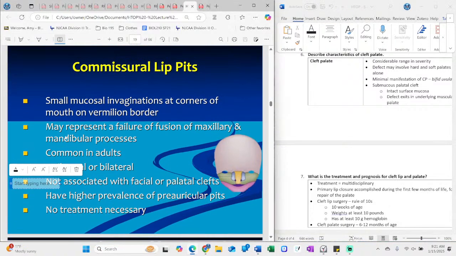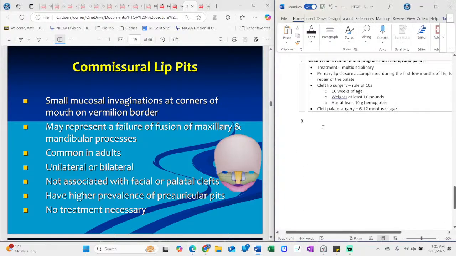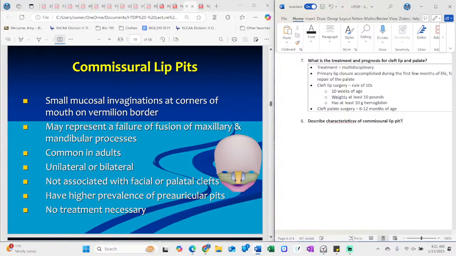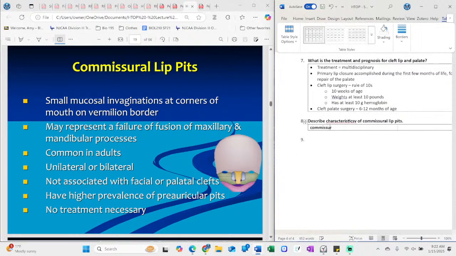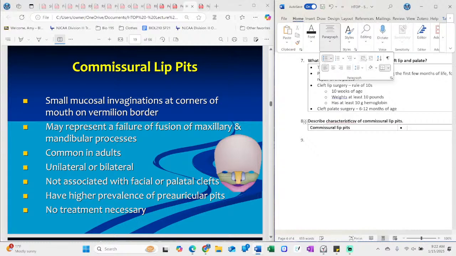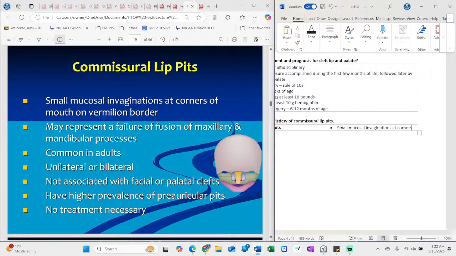Okay, coming to the next topic, commissural lip pits. So these are small mucosal invaginations that you can see at the corners and the commissures of the mouth, and they look like indentations or small pits in the corners of the mouth. And these may represent a failure of fusion of the maxillary and mandibular processes. So when they fail to fuse properly, these pits may arise from that process.